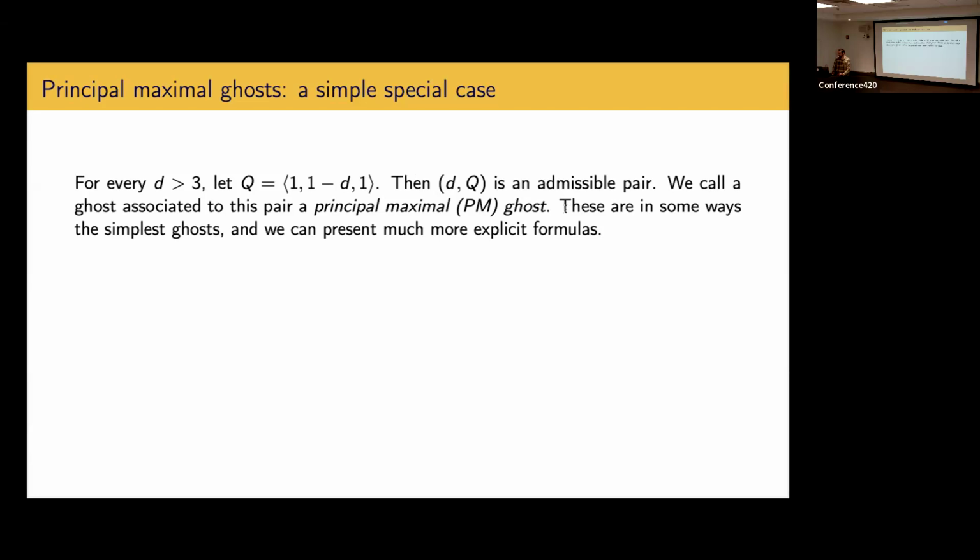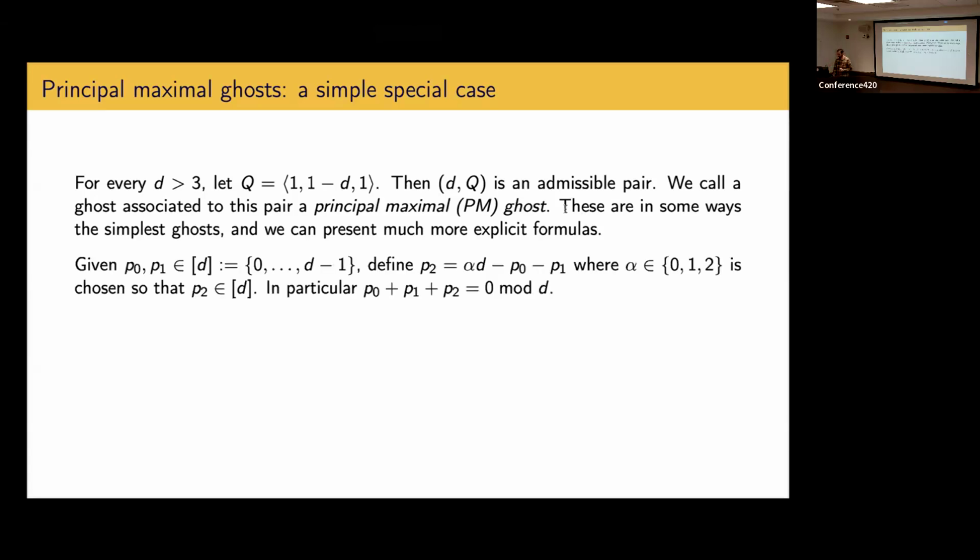Even more embarrassing than dodging the question would be if I tried to do division on the fly. Okay. So this thing is uniformly defined for every D. And we call this the principal maximal ghost because this is the so-called principal quadratic form. And this F number is maximal among all the Fs that you could have.